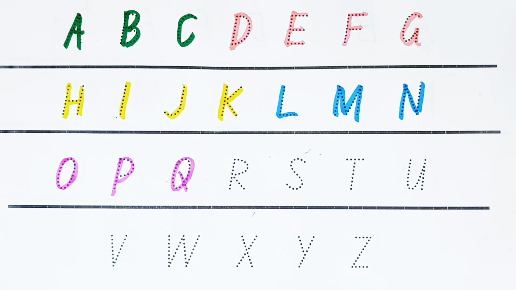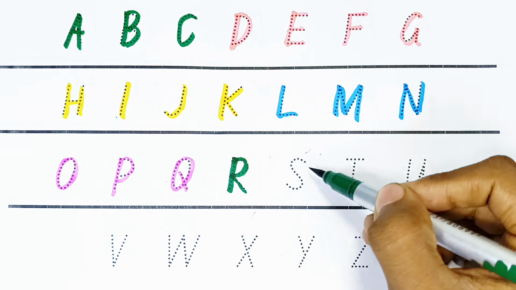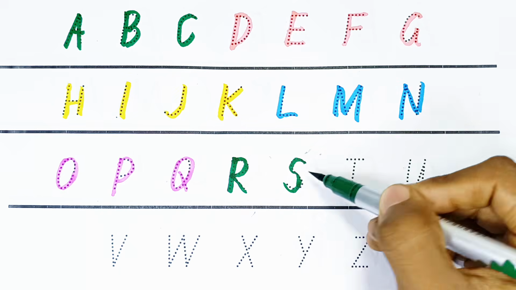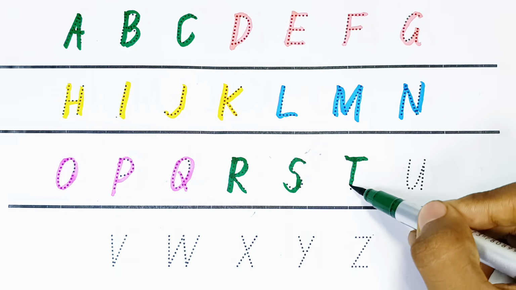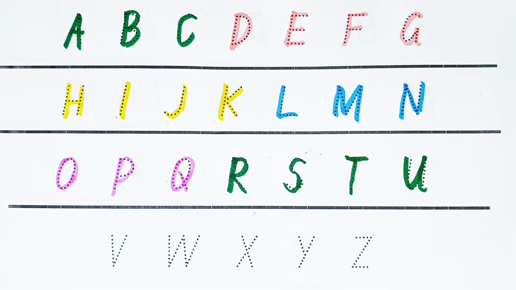Q for queen. Kids, now you draw R. The alphabets of R. R for rose. S for sun. T for teacher. U for umbrella.